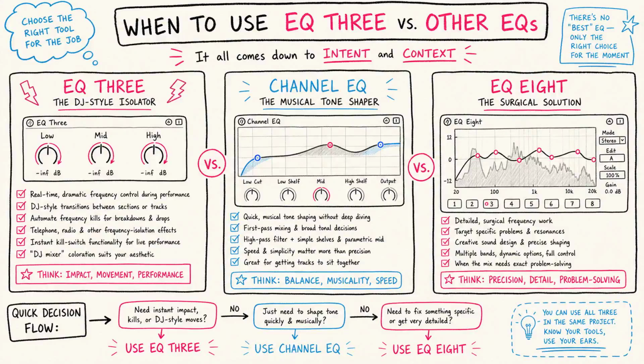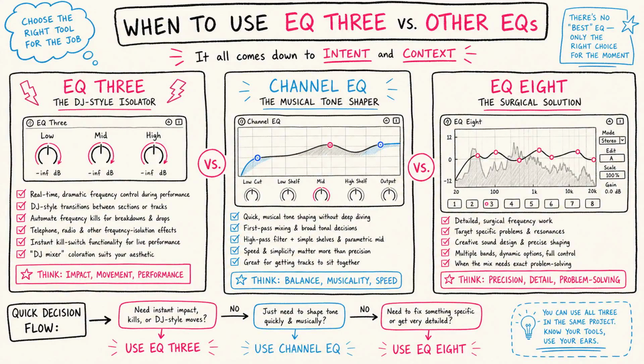The choice between EQ3, channel EQ, and EQ8 comes down to intent and context. Choose EQ3 when you need real-time dramatic frequency control during performance, you're creating DJ-style transitions between sections or tracks, you want to automate frequency kills for breakdowns and drops, you're creating telephone, radio, or other frequency isolation effects, you want instant kill switch functionality for live performance, and the DJ mixer coloration suits your aesthetic.